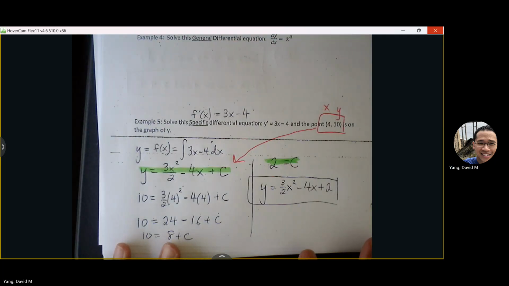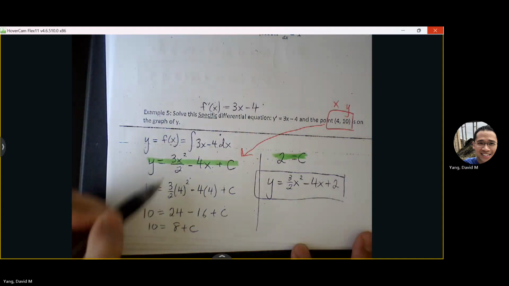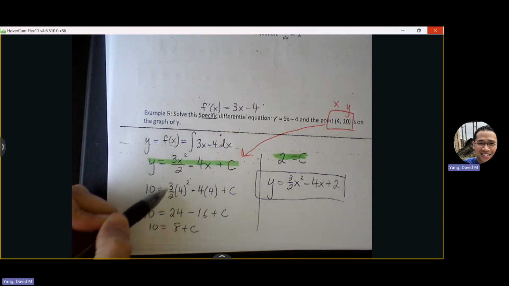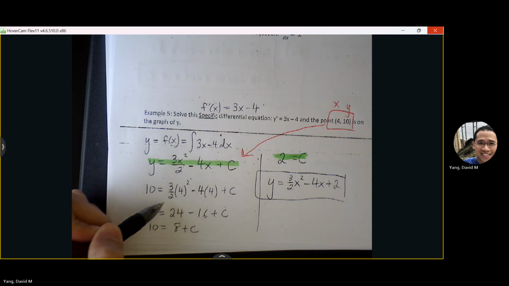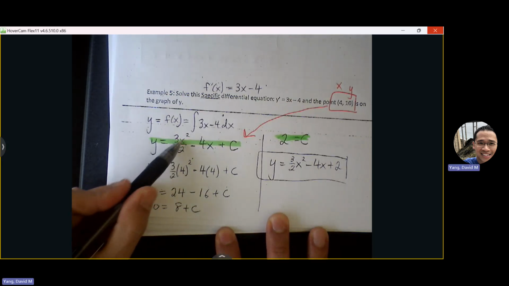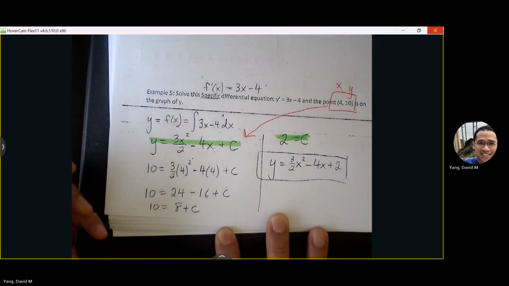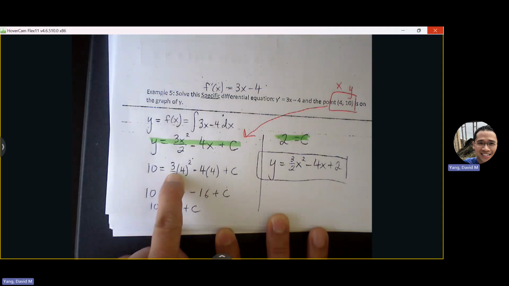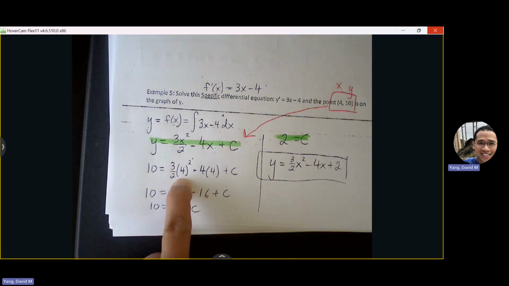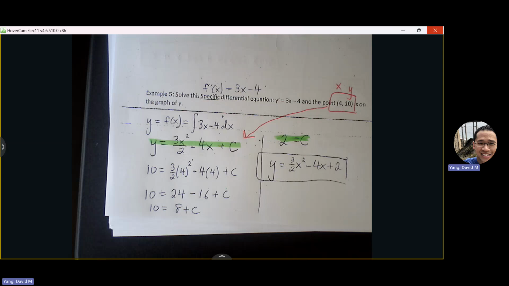Yes. Oh, right here. I just pulled the 3/2 out in front and I made it 3/2 x squared. Because 3x squared over 2 is the same thing as 3 over 2 times x squared. But you know, if you wanted to, you could put the 2 underneath here and that'll be fine. You'll still get the same answer. 3 times 16 is 48. 48 divided by 2 is still 24. Is that what you're asking about? Okay.